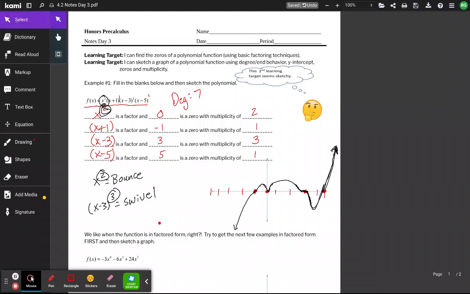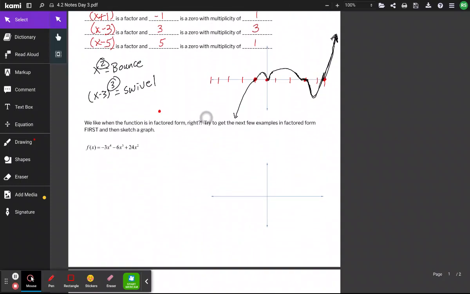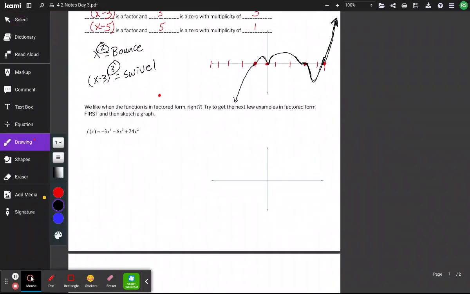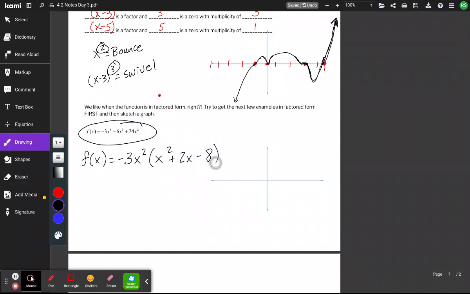Today we are going to do a couple of examples where you'll see that we don't have a function in factored form. Right now this is expanded. It's in standard form. The easiest way to graph higher degree polynomials is going to be to factor the function. So I can factor out a negative 3x squared. That's my greatest common factor. That would leave me then with x squared plus 2x. Sounds about right. Factor out negative 3x squared from 24x squared, and I am left with negative 8.